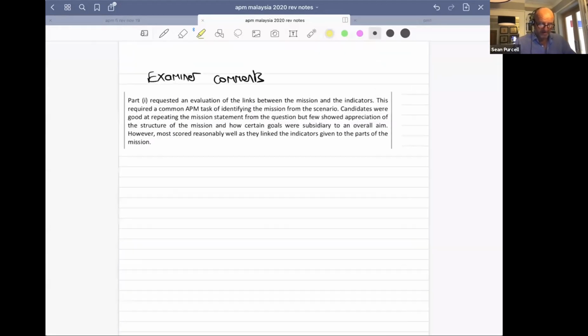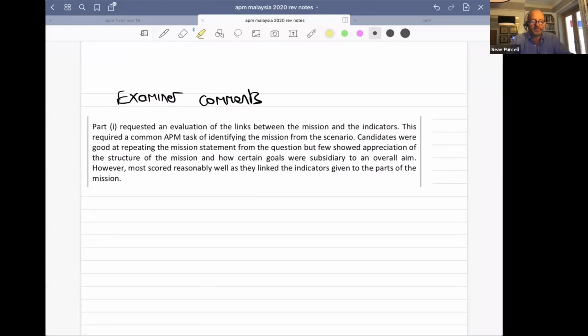If I just throw in an examiner comment on this, part 1, an evaluation of the links between mission and indicators. This required a common APM task of identifying mission. Candidates were good at repeating the mission, but few showed appreciation of the structure and how certain goals were subsidiary to the overall aim. Most scored okay. My point would be you could have scored really well on that had you followed the requirements to the letter.